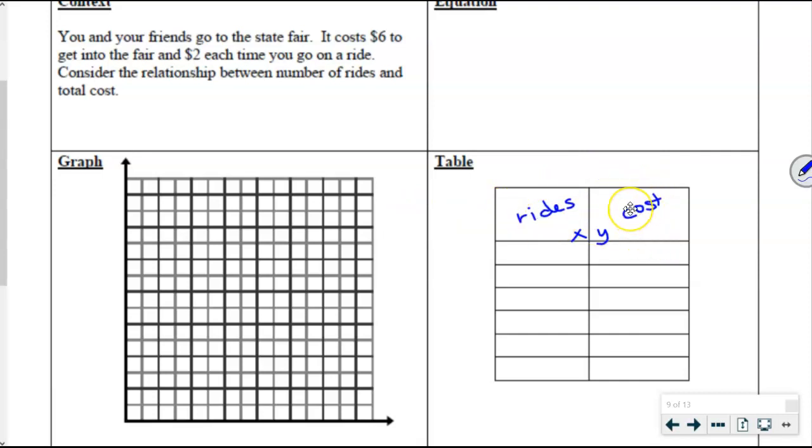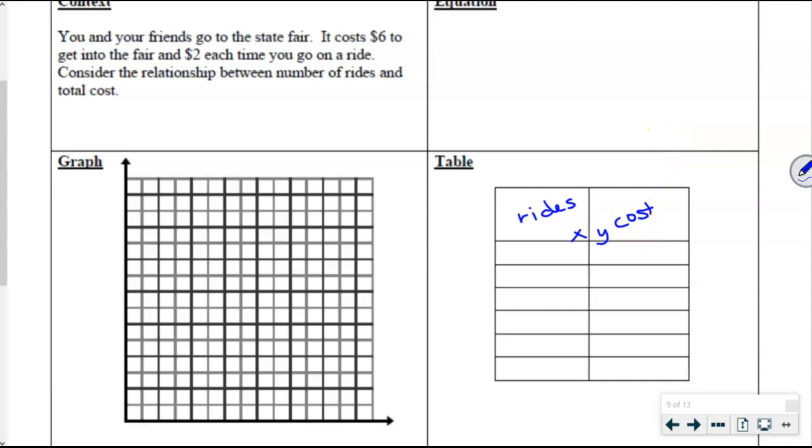All right, who else agrees with rides on the left and cost? Okay, and the other tables, decide then, who's right? Which one is influencing the other? Are the rides influencing the cost, or is the cost influencing the rides? Yeah, the rides are influencing how much it costs, right?